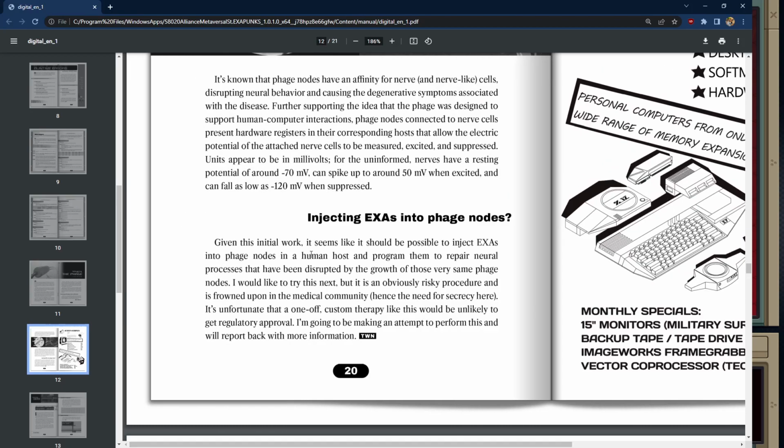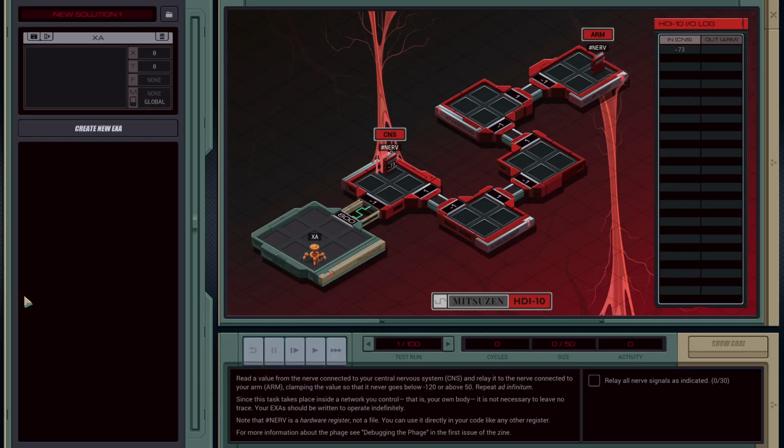Okay, interesting. So that mentioned those values: negative 70 resting potential, 50 when excited, and negative 120 when suppressed. I think that's exactly what I saw in the game. Clamping the value so that it never goes outside the regular bounds.